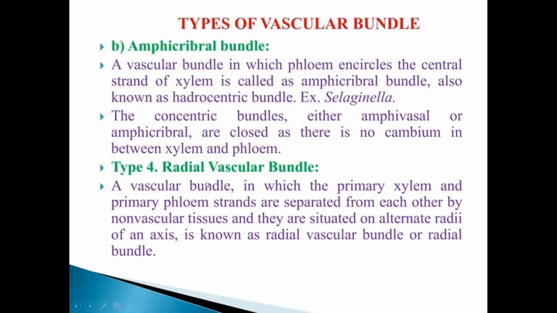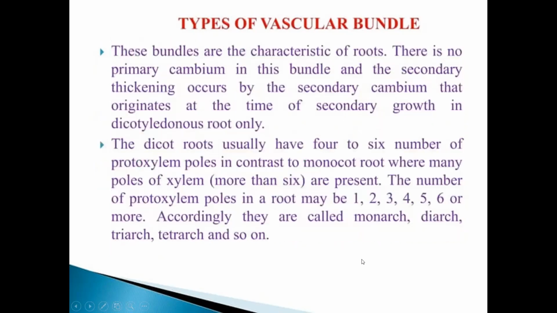So another one is the radial vascular bundle. A vascular bundle in which the primary xylem and primary phloem strands are separated from each other by non-vascular tissue is called radial. That is, xylem is present, and it is followed by the phloem, and they are not on the same radius. These xylem and phloem are also separated by the non-vascular tissue. It is called the radial vascular bundle. So they are situated on alternate radii on the axis. So it is known as the radial vascular bundle or radial bundles.